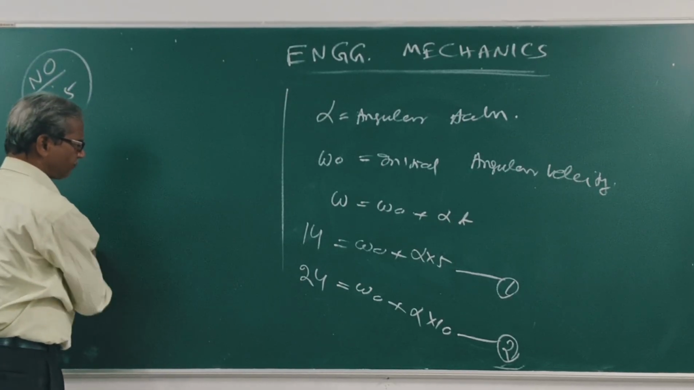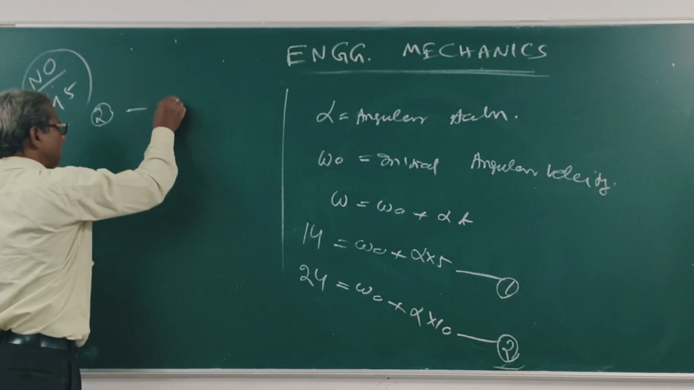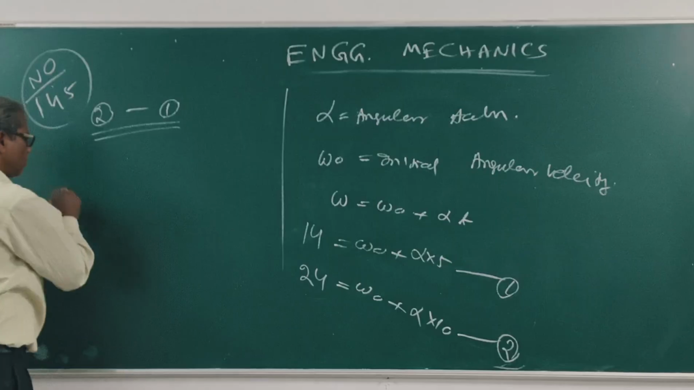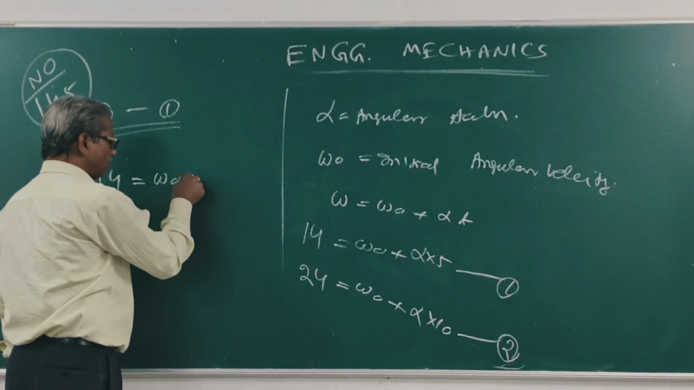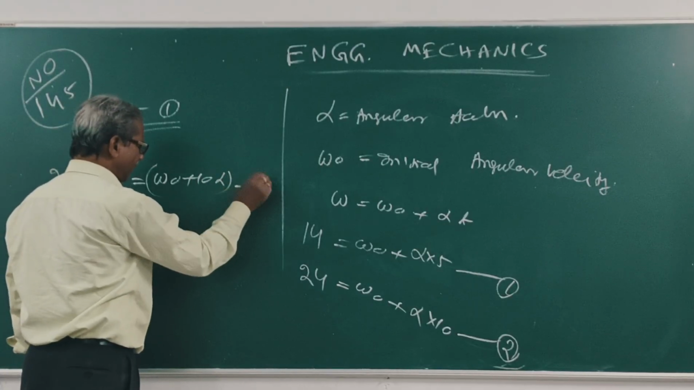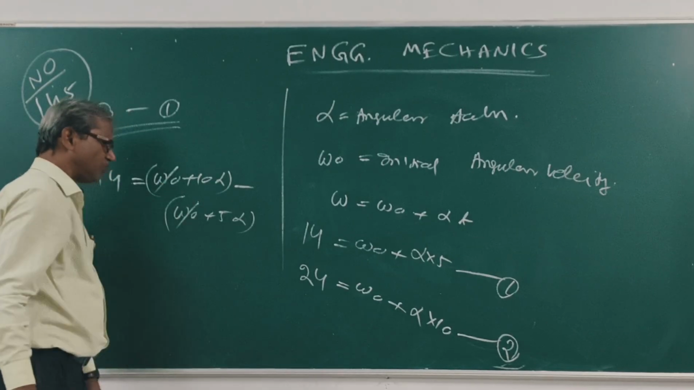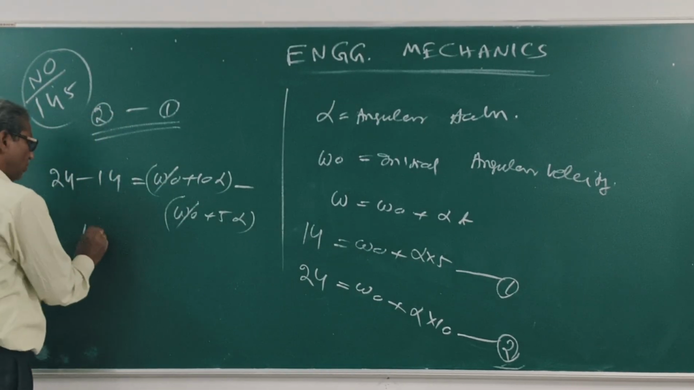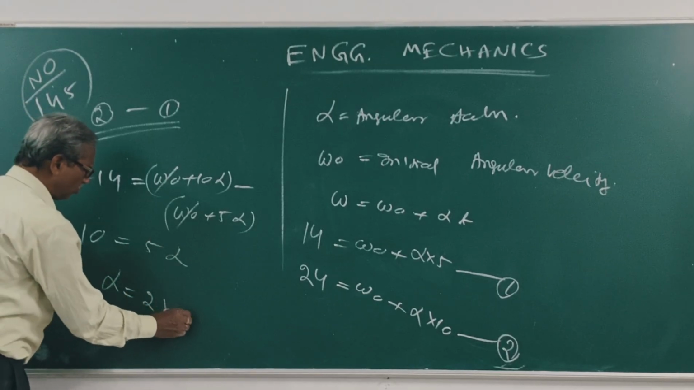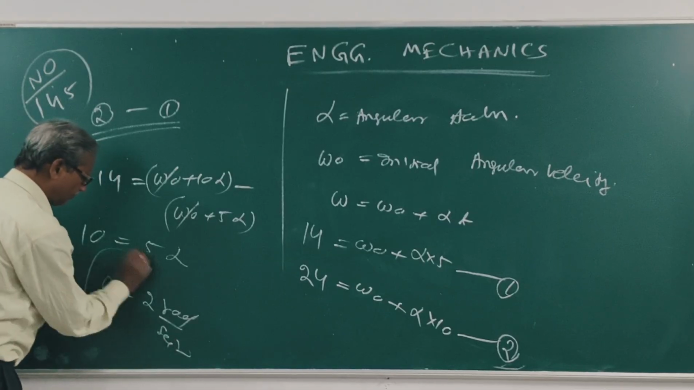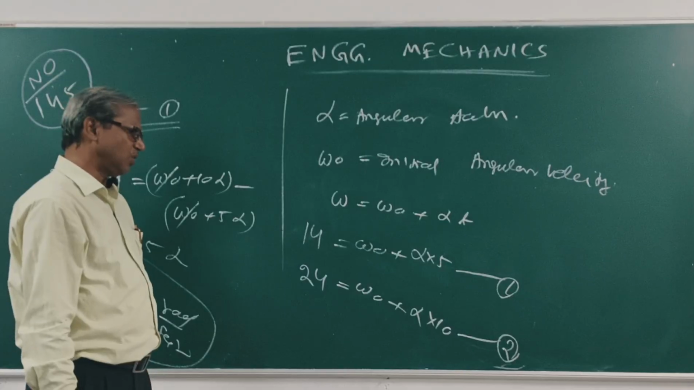Now, so 2 minus 1. So 24 minus 14 is equal to omega 0 plus 10 alpha minus omega 0 plus 5 alpha. Omega 0 cancels out. Clear? So 10 is equal to 5 alpha. What is alpha equal to? 2 radian per second square. Alpha is equal to 2. Next, omega 0.